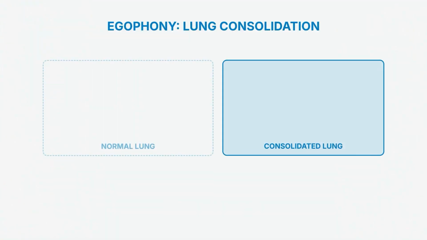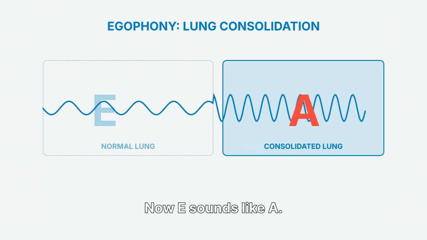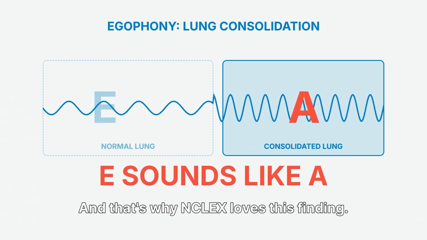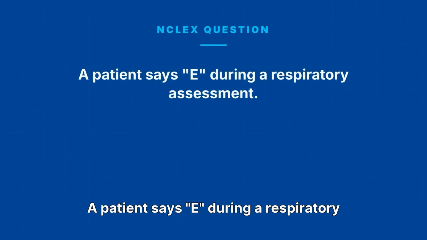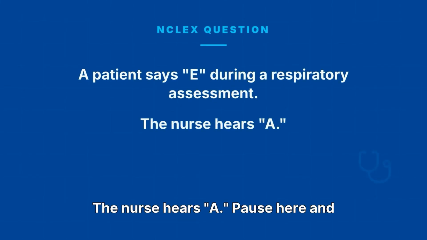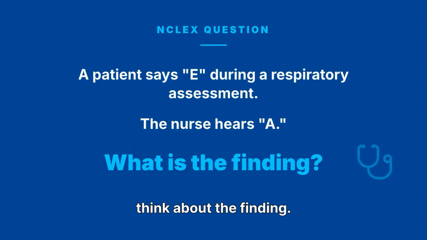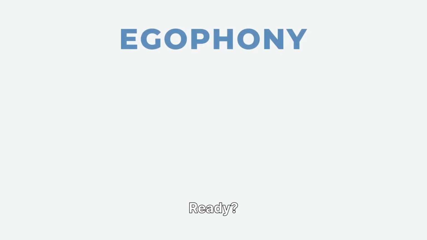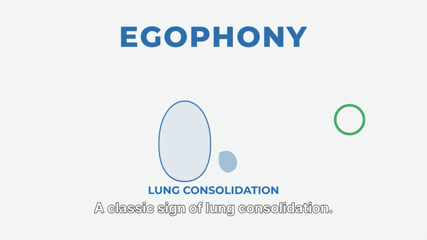Normal lungs, no goat sounds. Consolidated lungs, now E sounds like A. And that's why NCLEX loves this finding, because it's weird. And weird things are memorable. A patient says E during a respiratory assessment. The nurse hears A. Pause here and think about the finding. I'll give you a few seconds. Ready? Egophony, a classic sign of lung consolidation.